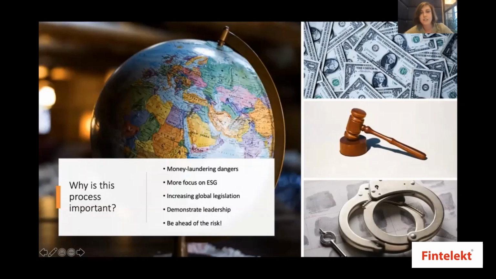So finally, just to sum up why this process is important and why we're so keen for you on the call today to get involved and take on the banking baseline assessment with us. Of course, there are money laundering dangers in every country in the world. Modern slavery continues to be a $150 billion plus crime. And we're really keen to identify more effective ways to fight this.